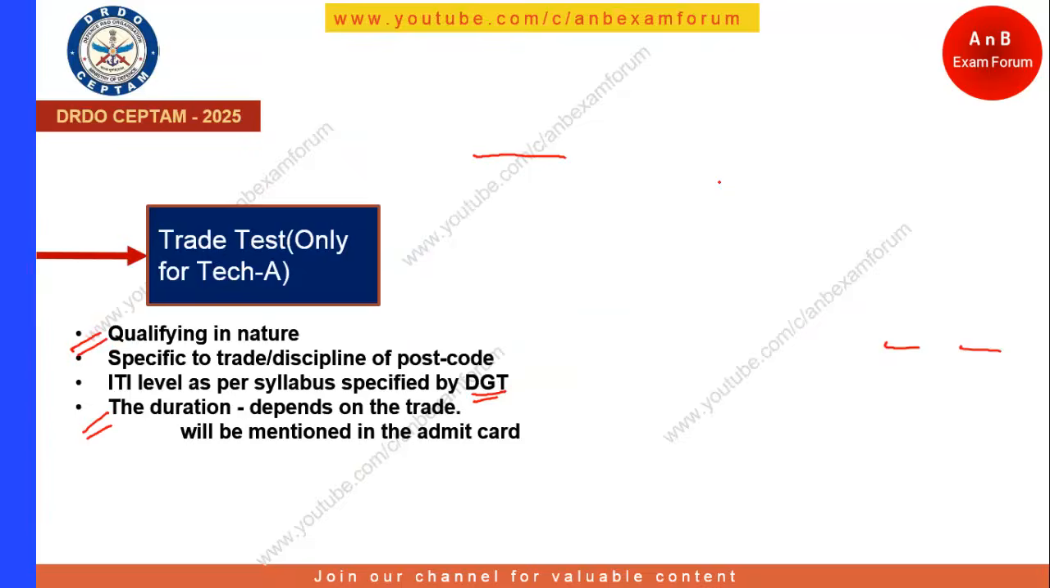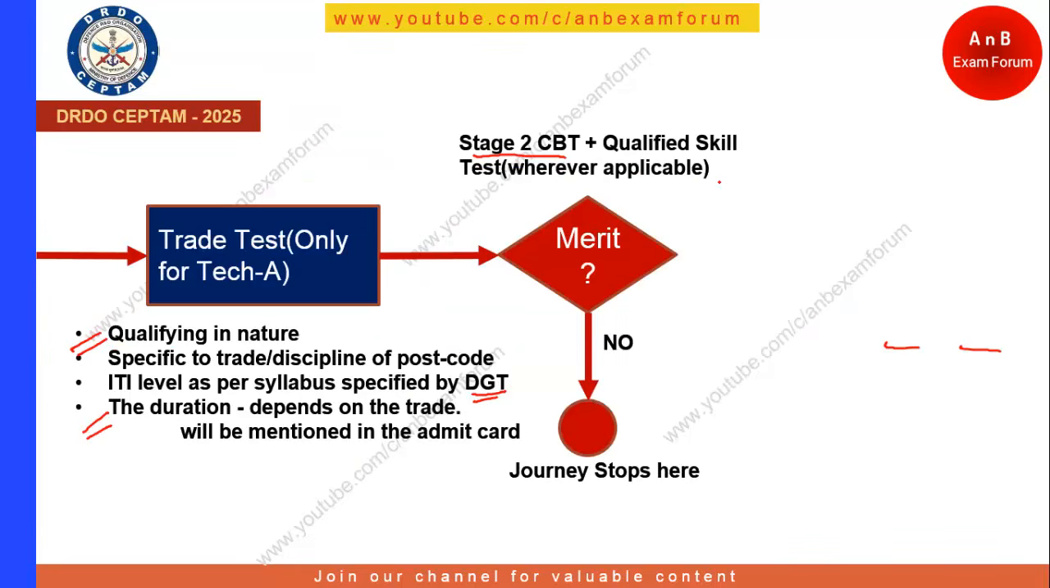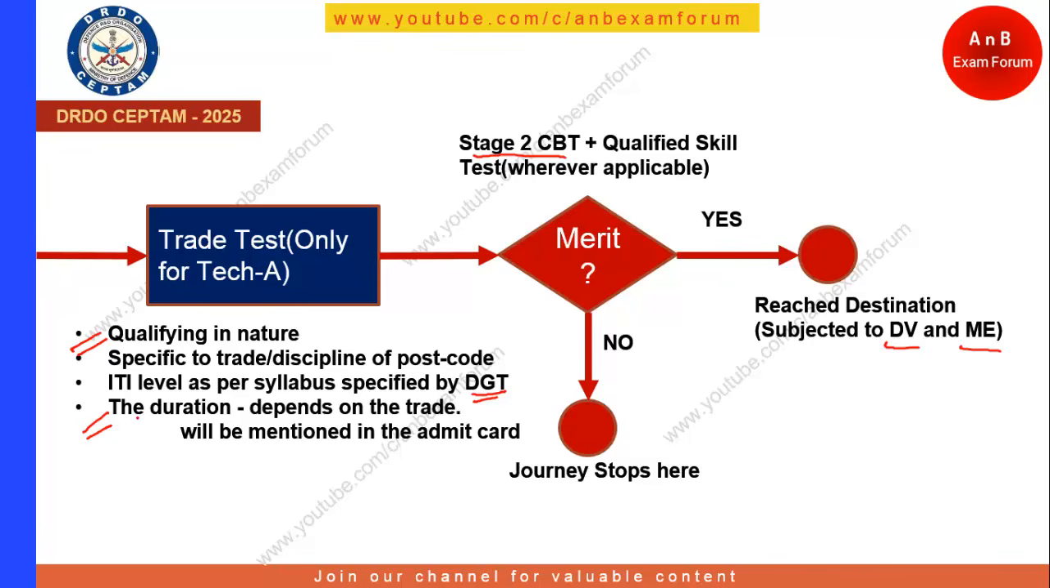And finally we have seen the trade test for technician A, which is qualifying in nature, and the time duration depends upon the trade. And finally the stage 2 CBT and the skill test will be used for the merit list. Once you are in the merit list, once you have occupied the seat, you will reach the destination, and again it is based on the document verification and medical examination.